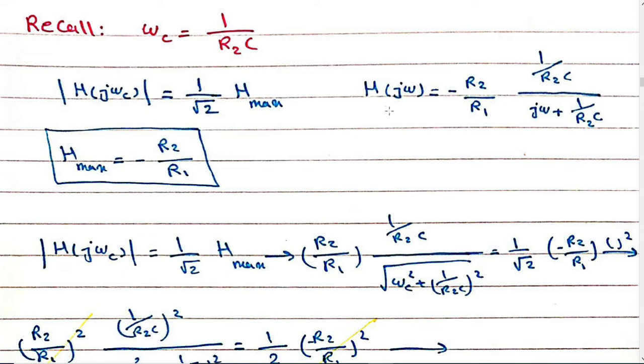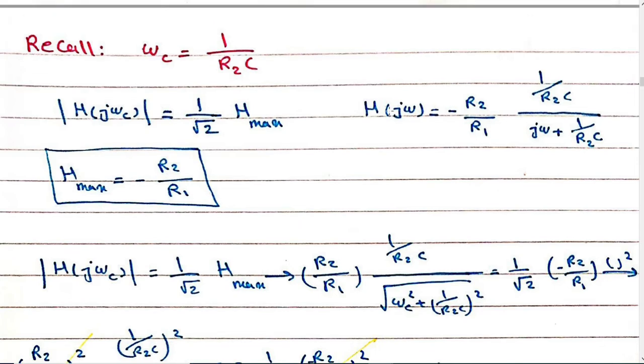The maximum value, what is the maximum value of the transfer function? Is it the transfer function itself? When the frequency is zero, it will be the maximum. Negative R2 over R1 for low frequencies. Why? Because the same term on top and at the bottom gives just 1.